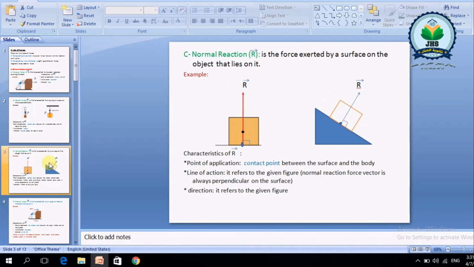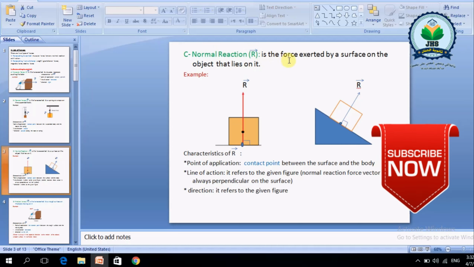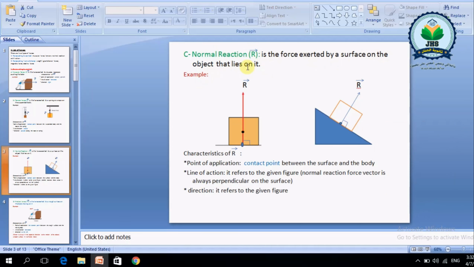The third force is normal reaction, which is expressed or symbolized by R capital vector. What do we mean by normal reaction? It's the force exerted by a surface on the object that lies on it. That is, if we have this box here that lies on this table, if we have no table, then this box will fall down. Then this table is exerting a force on this box, which is normal reaction. Normal reaction prevents this box from falling down.